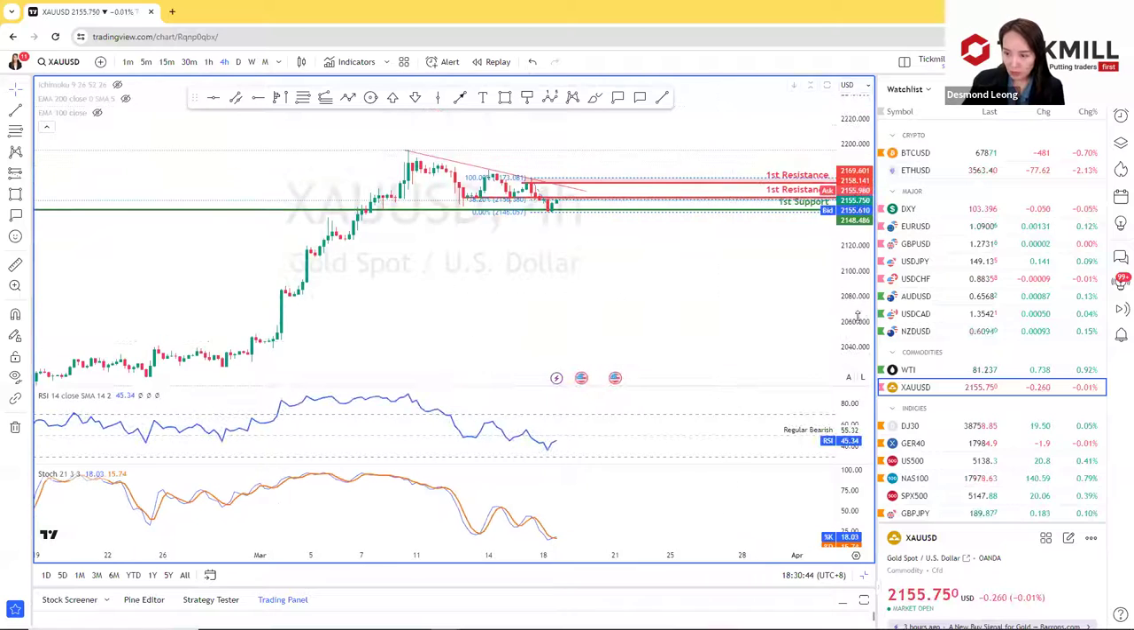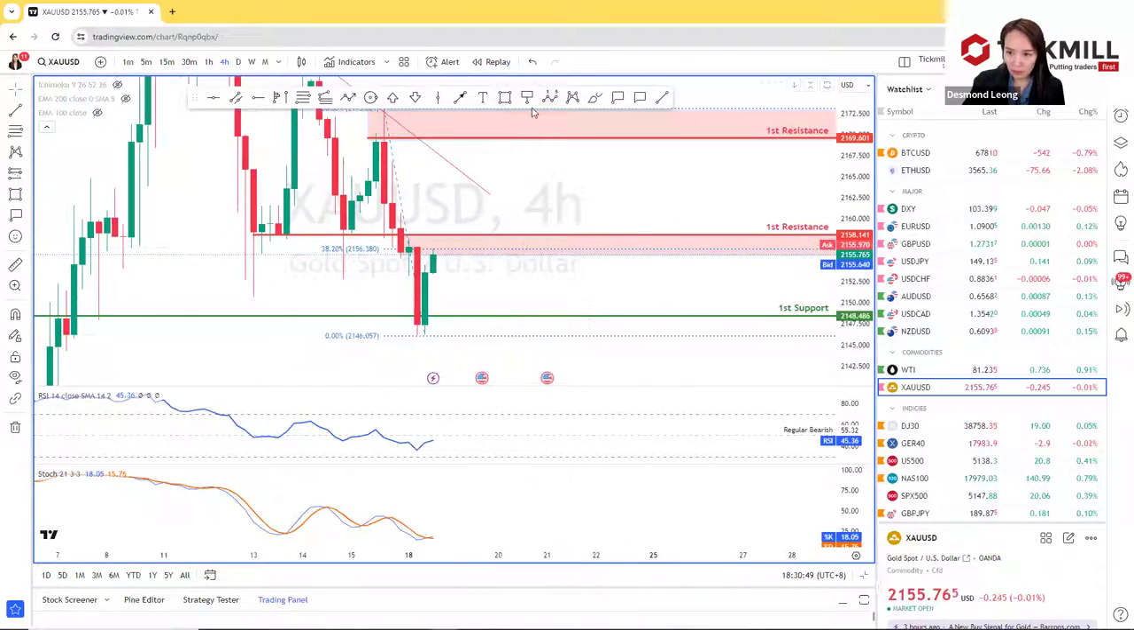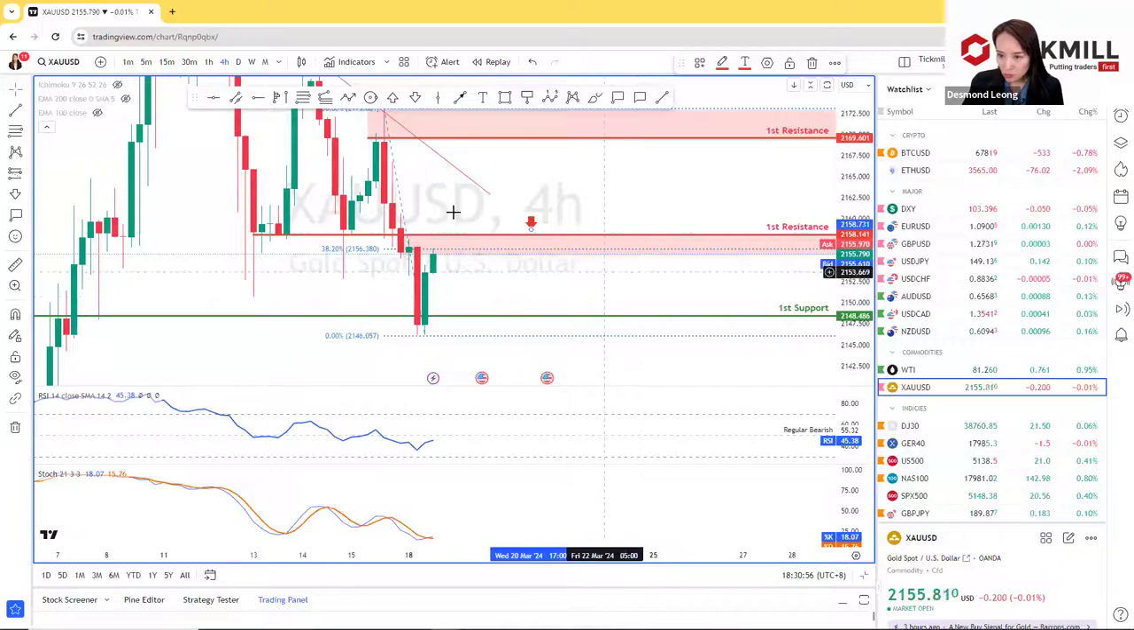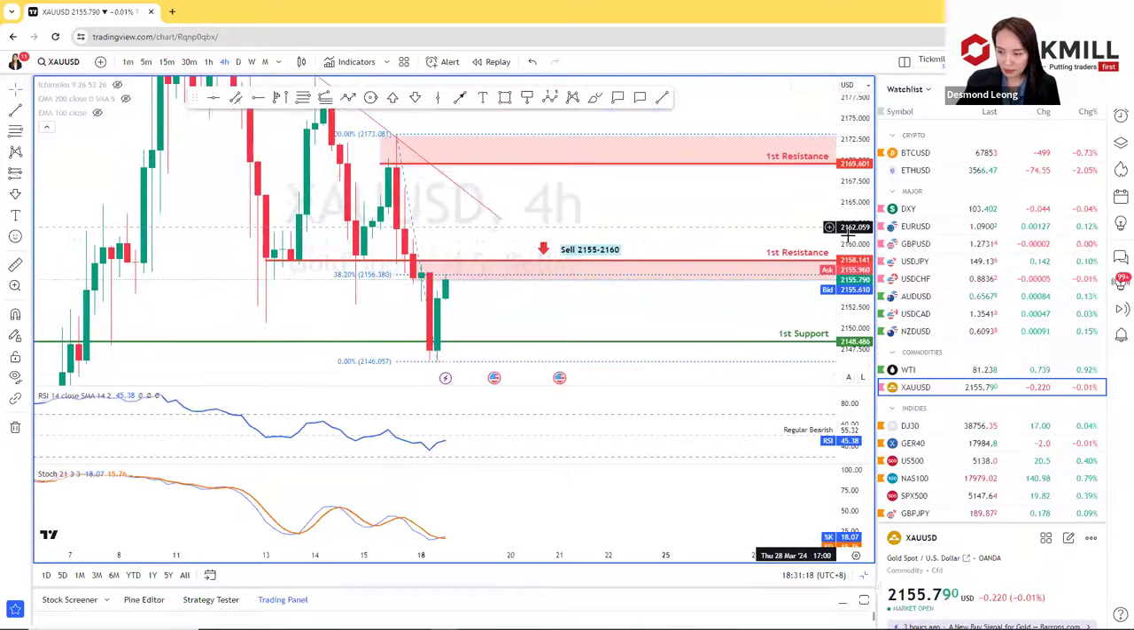For gold, still rising. Again, this is the area that I'm waiting to short right here. Okay, around price 2155 to 2158, that is the zone. Or the easier way for you guys is to just consider it a sales zone, basically 2155 to 2160. This is the sales zone you may consider. Just manage your lot size.